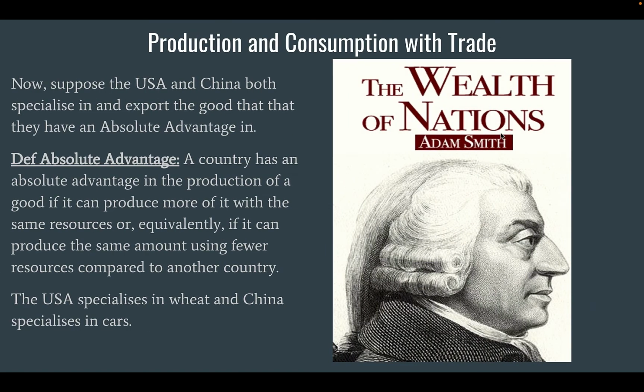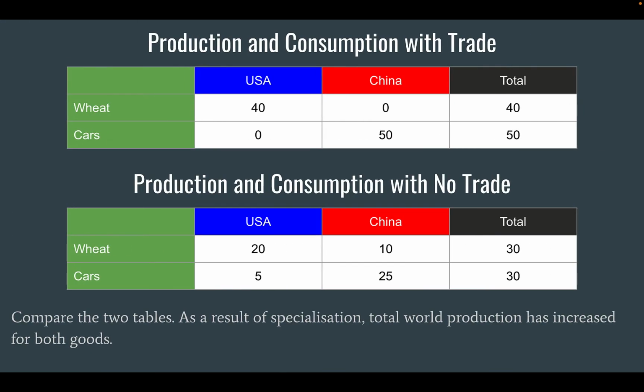Okay, now, let's assume for a second that the USA says, do you know what? Our workers are going to specialize in wheat. And China, your workers specialize in car production. And then we should trade. Okay, so we'll do what we're best at, what we have an absolute advantage in. You do what you're best at and what you have an absolute advantage in, and then we'll trade.